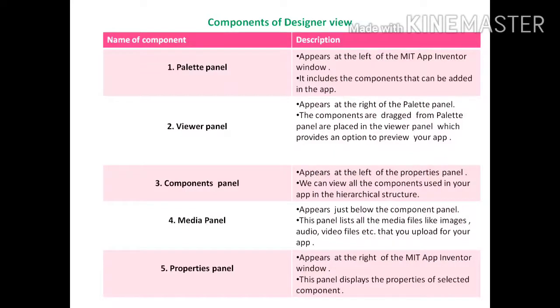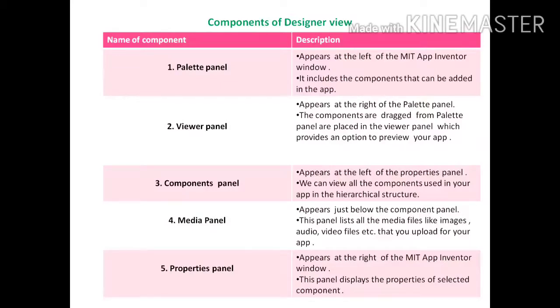Okay. Components panel appears at the left of the properties panel. We can view all the components used into your app in the hierarchical structure. This type of the panel consists of all the components. Now media panel appears just below the component panel. This type of the panel lists all the media files like images, audio, video files.